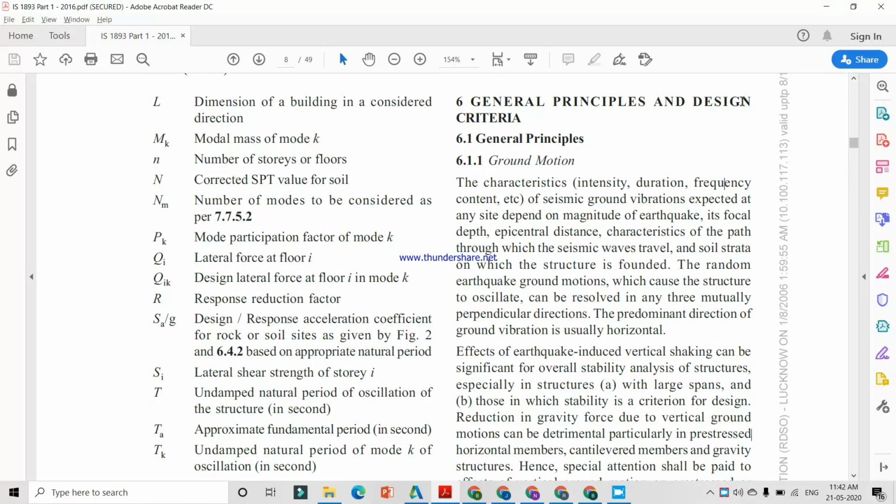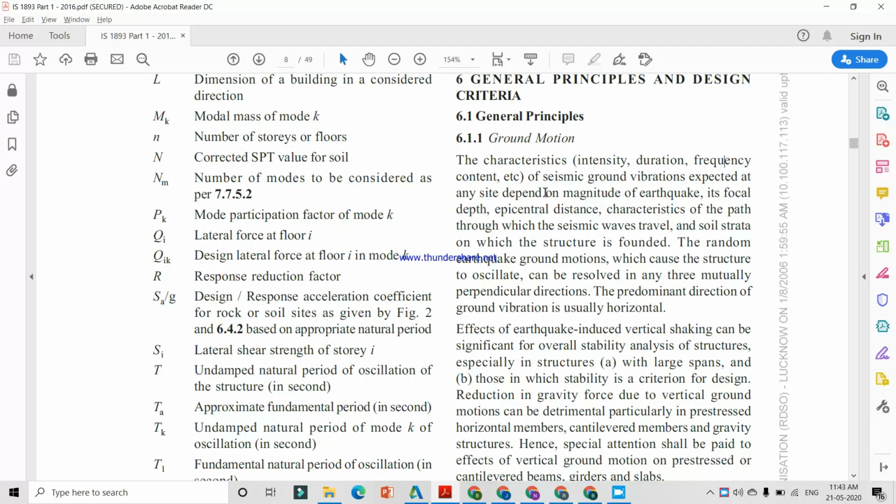6 points general principles and design criteria. In this case I am giving you the brief introduction. Generally, ground motion is characterized by its intensity, duration, frequency content, etc. of the seismic ground vibration expected at any site depending on the magnitude of earthquake. That means if the magnitude of earthquake is higher, then ground motion is basically higher.